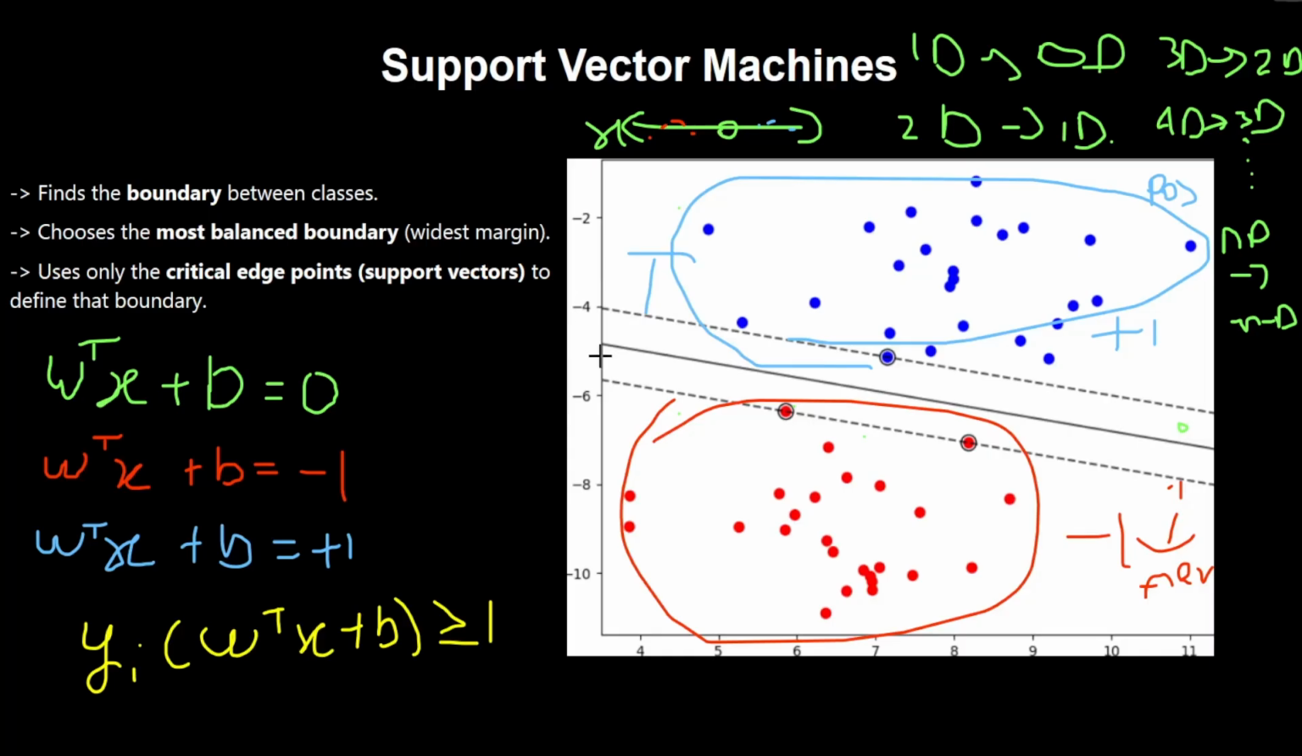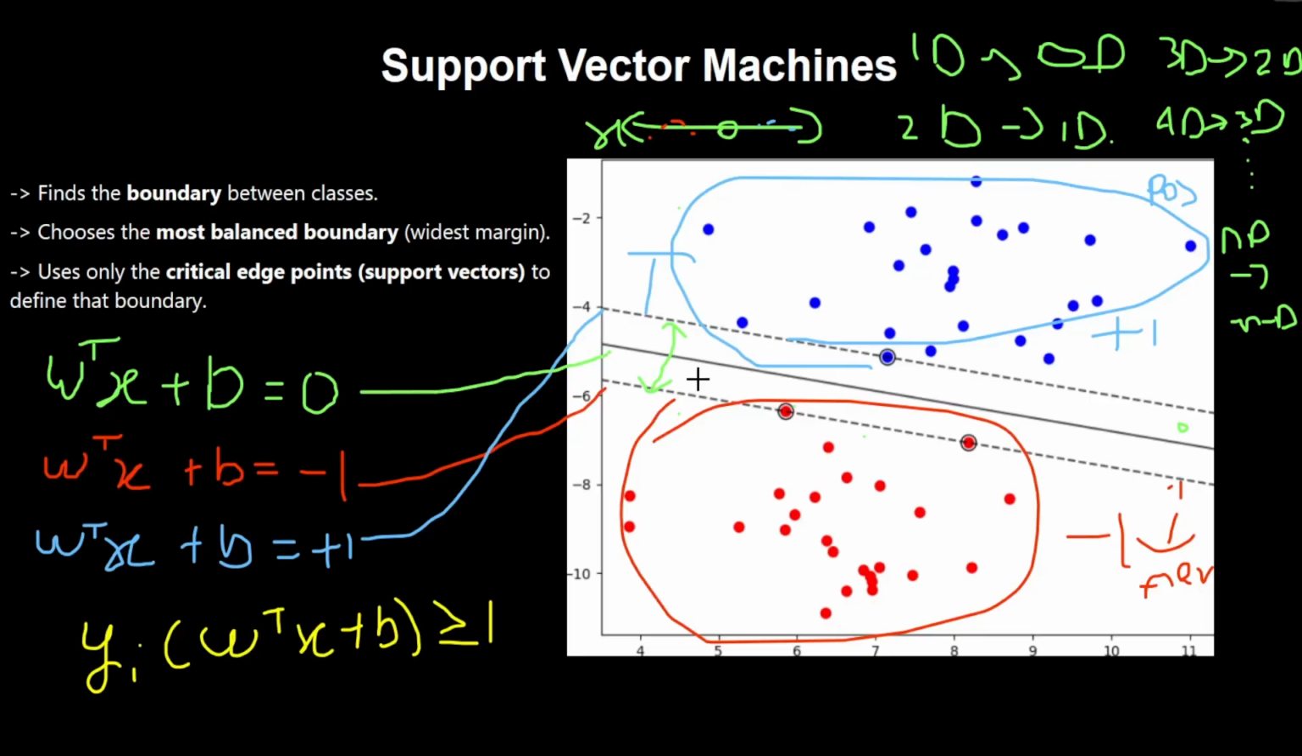And the goal here is to maximize the margin. Margin is nothing but the distance between the two dotted lines, or these two equations. So this below equation corresponds to this mathematical expression. At this point, the value will be -1 and beyond this it will be negative. Similarly here, this is the positive equation and this is the neutral equation.